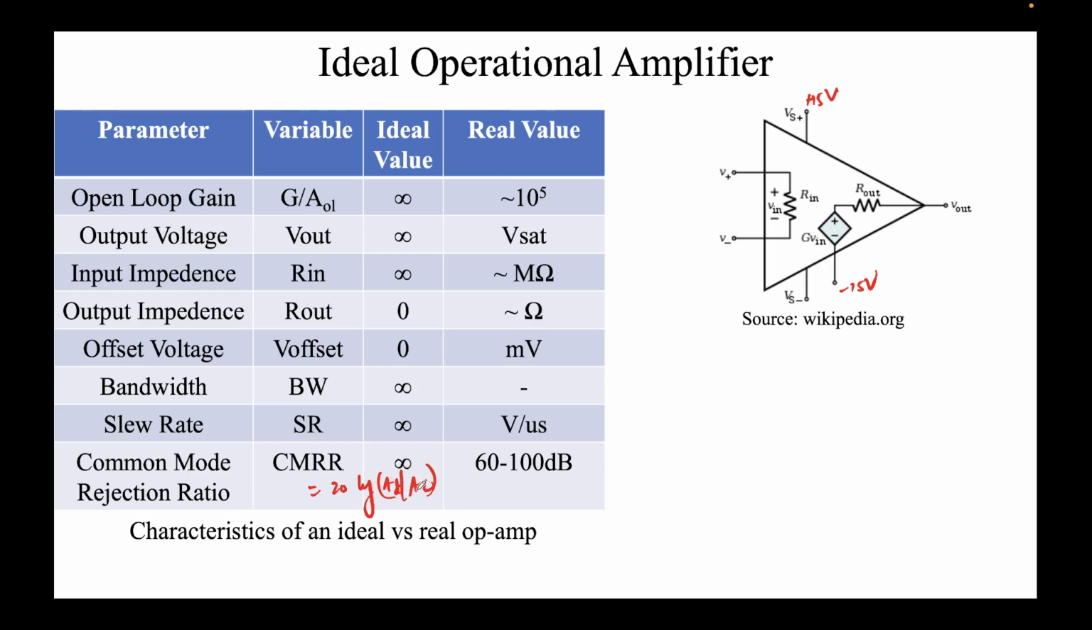As I told you, AD must be very large compared to AC, then only we call it a good operational amplifier, right? So if AD is 3 orders higher, then this value will come out to be 60. If AD is 5 orders of magnitude higher, this means the differential gain is much larger, then it will be 100 dB. Higher the value of CMRR, ideally it can be infinity, but for practical devices, we find it in the range of 60 to 100 dB, which serves our purpose.